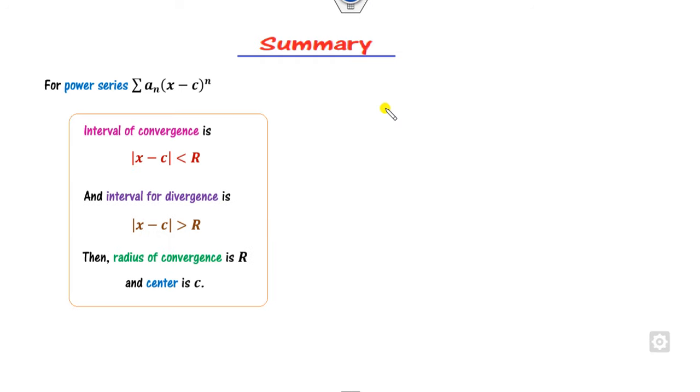What is the summary of that? For this power series, the interval of convergence will be |x - c| < R. Divergence is the opposite. Radius is my R. Whatever you have written here, this is my R, and this is my center.